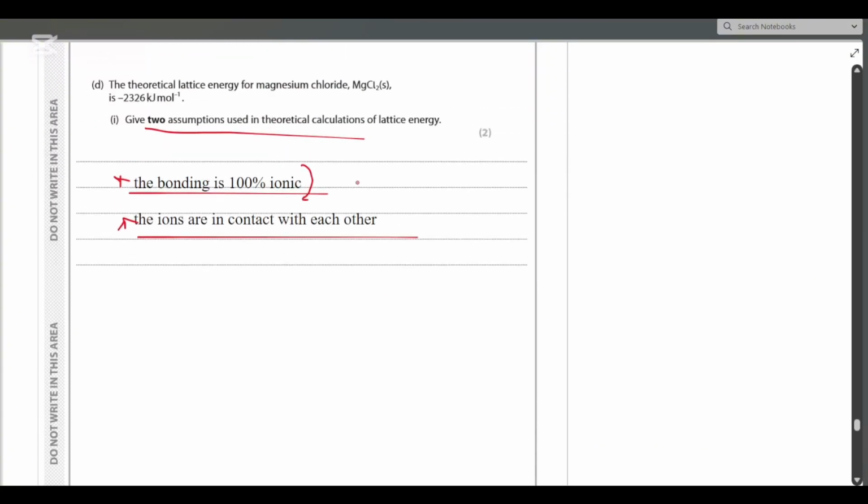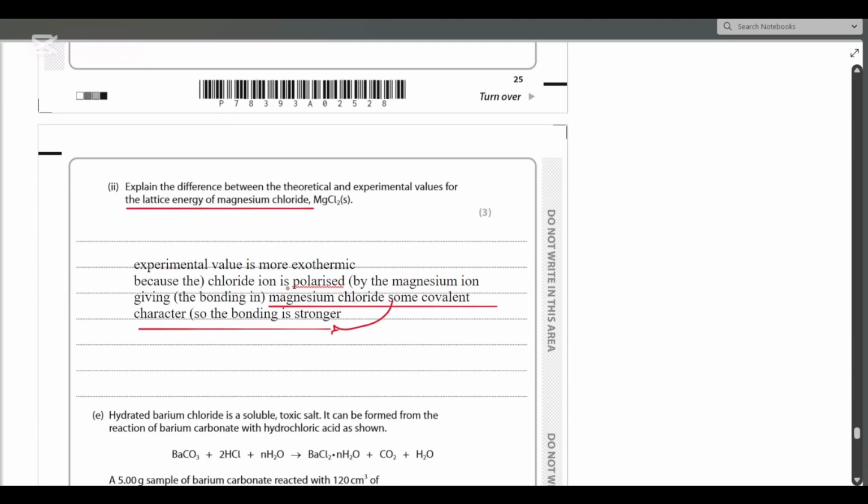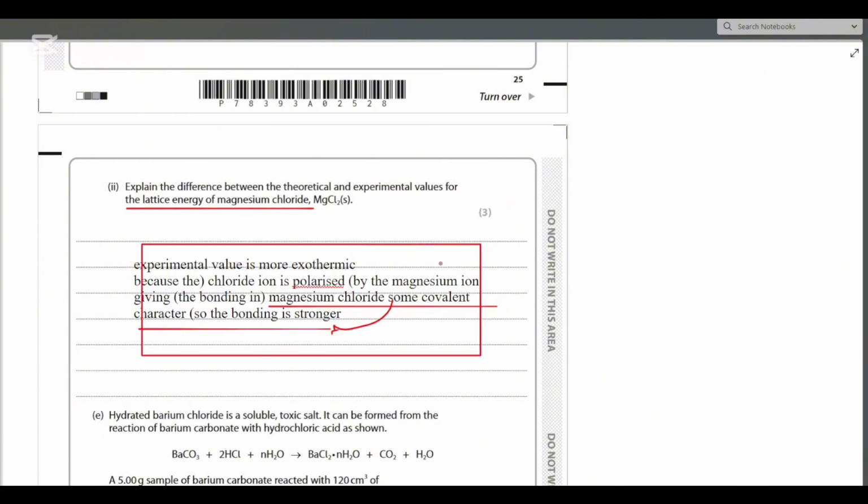So that's just like I said. Even though the assumption is that the bonding is 100% ionic, this is not the case, because in real time, as you can see very clearly, the polarization of the anions by the cations gives rise to covalent character in these mostly ionic compounds. Okay.